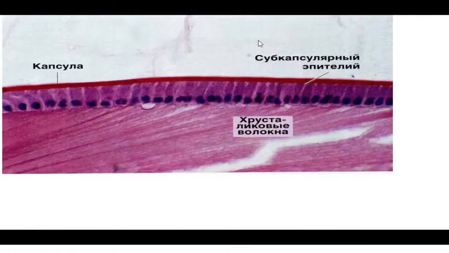Example: the capsule, you have seen the capsule in red color. Next is the subcapsular epithelium, which has a columnar shape, and the crystalline fibers. They are without nuclei because the nuclei are at the periphery.